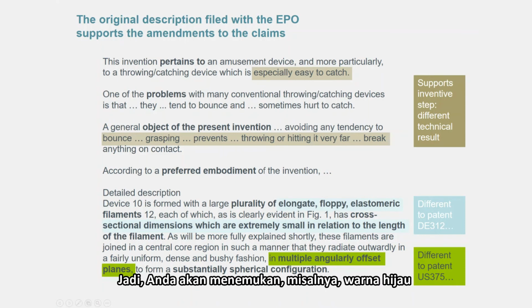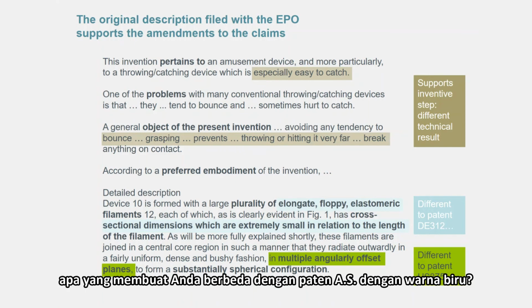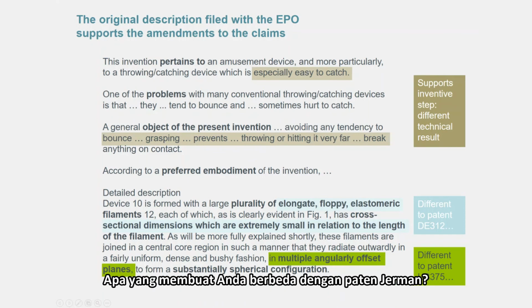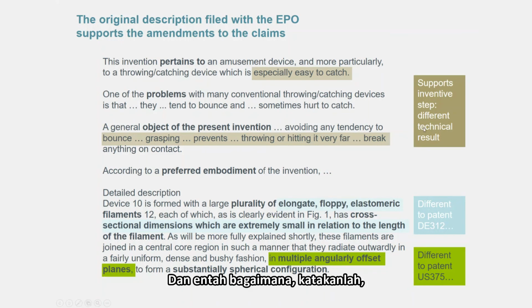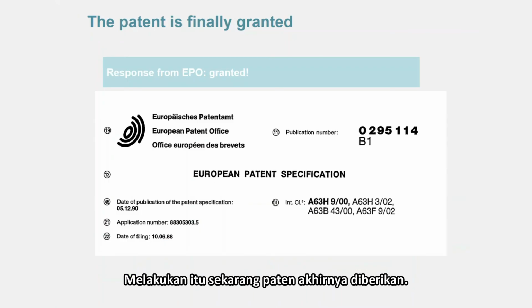So you will find, for example, in green, what makes you different to the US patent, in blue, what makes you different to the German patent, and in, let's say, a brownish color, what the technical effects are that you asked for. Doing that, now the patent is finally granted.